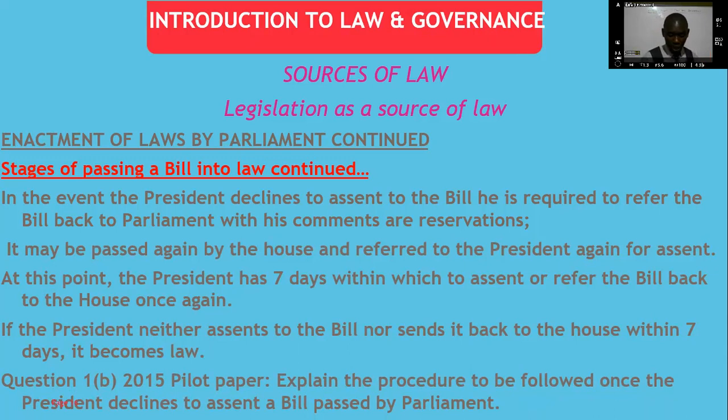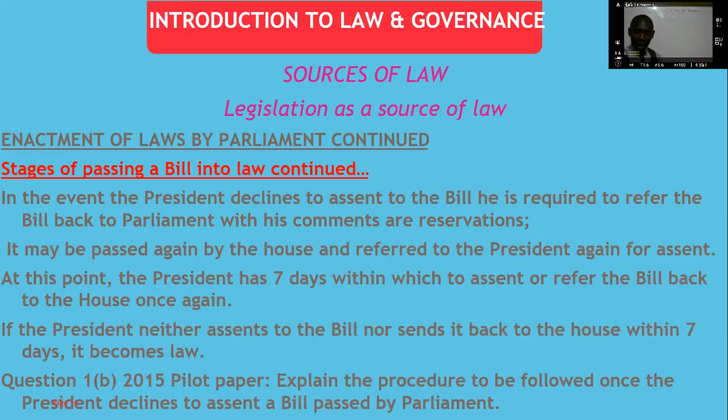Now, we have a question. That is question 1B of the 2015 pilot paper. Explain the procedure to be followed once the President declines to assent to a bill passed by Parliament. When you're told to explain the procedure, you need to express an understanding of the law. So you need to start with the point when the law has been passed.